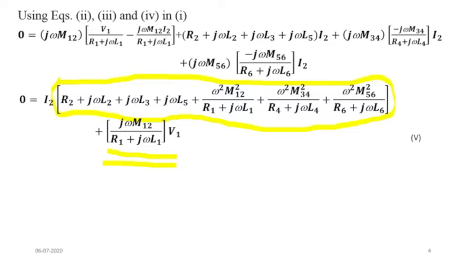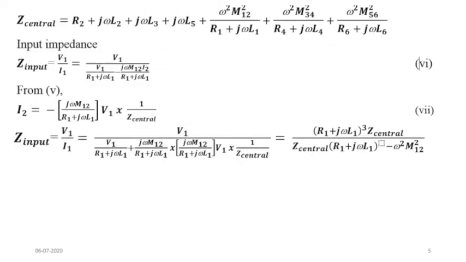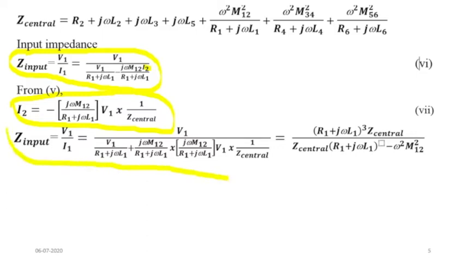Now coming to the input impedance, it is nothing but V1 by I1. I1 was already calculated in the previous set of equations, and then we put the value of I2 here in this form and solve this. So finally we get the value of input impedance in this form. So this is our impedance of the input mesh.